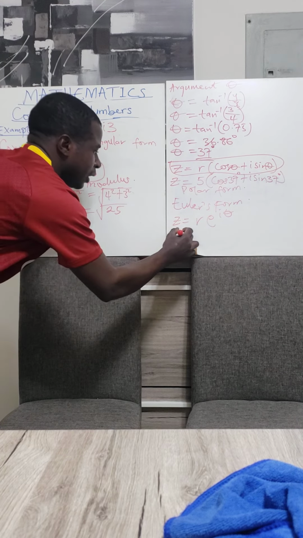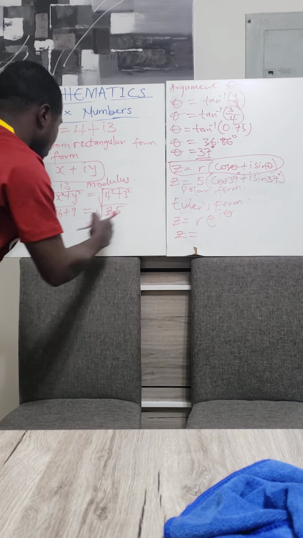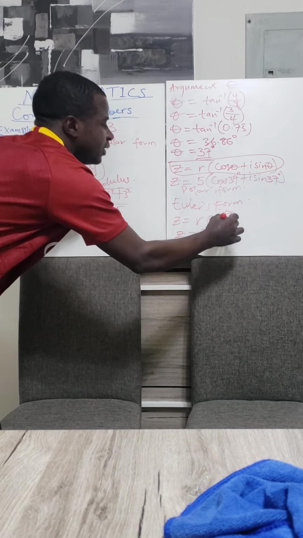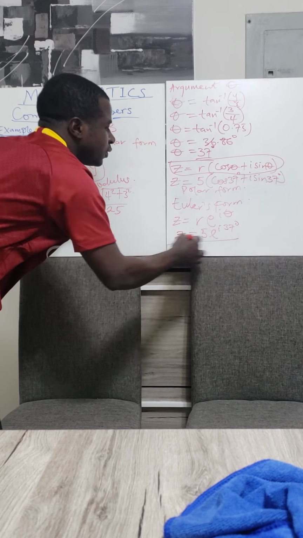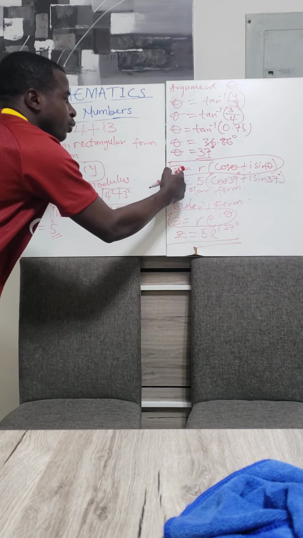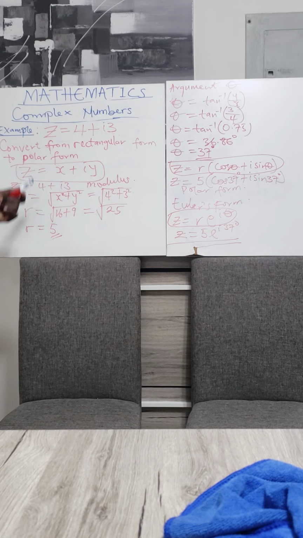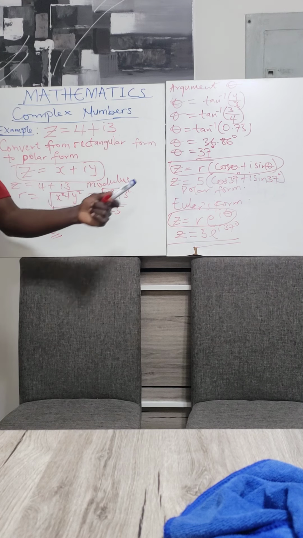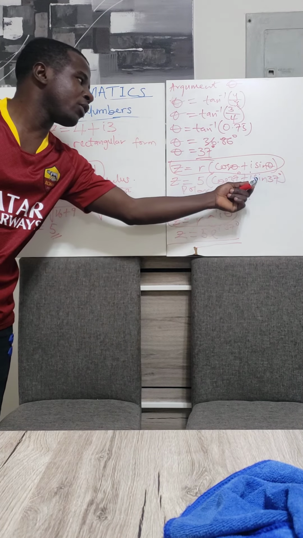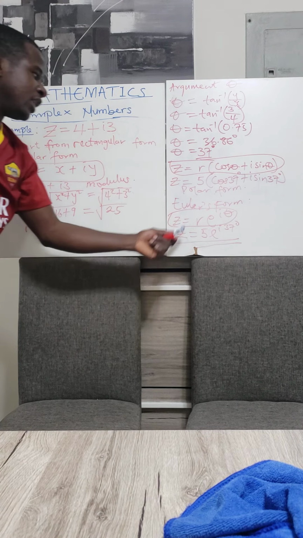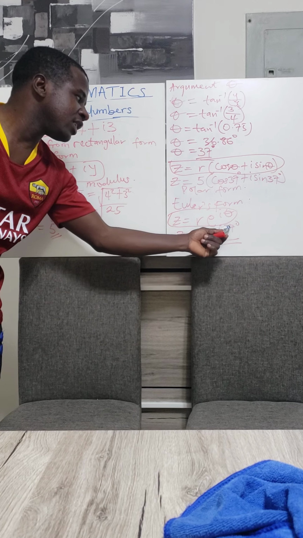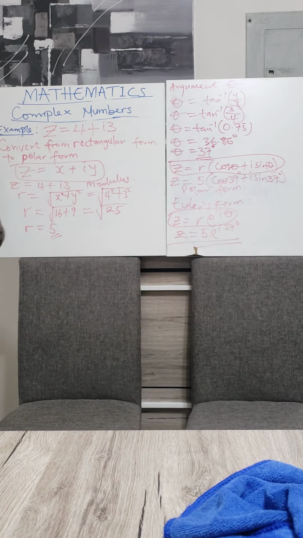When you substitute appropriately, z is equal to, what's our r? Our r is 5 exponential i, our theta is 37 degrees. This is the Euler form, this is the polar form, and this is the rectangular form. The question, in rectangular form, has the answer in polar form: 5 cos 37 degrees plus i sin 37 degrees. Then the answer in Euler form: 5 exponential i 37 degrees. I believe you get it.